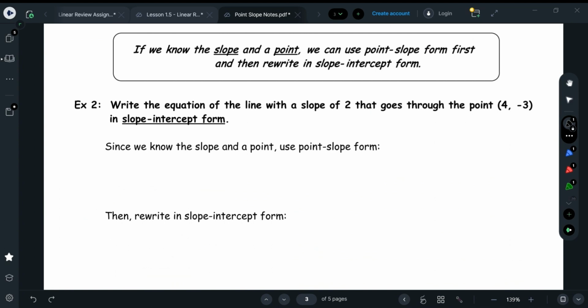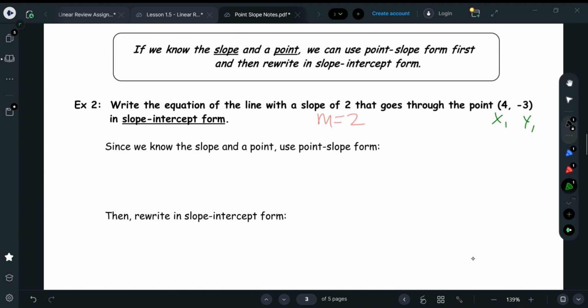It says write the equation of the line with slope 2 that goes through the point 4, -3. Okay, so this is what we've got here, slope of 2. So m value is a 2. We only have one point here, so this is the one point that we have to use, x1, y1. We don't get a choice, we have to use that point.